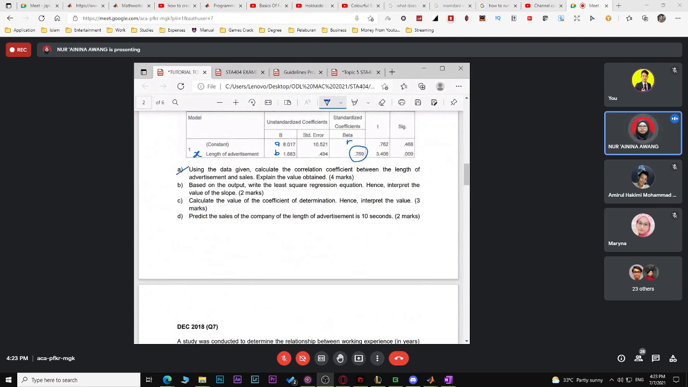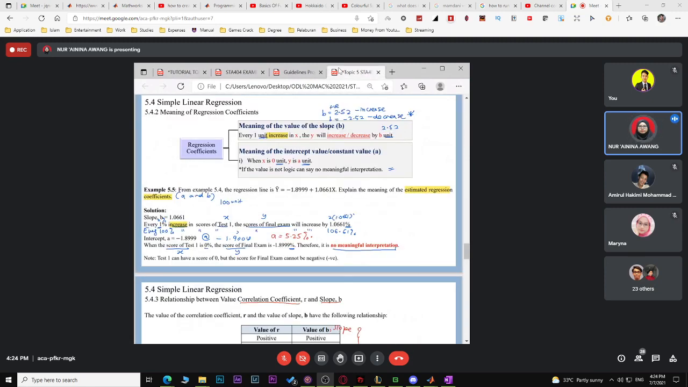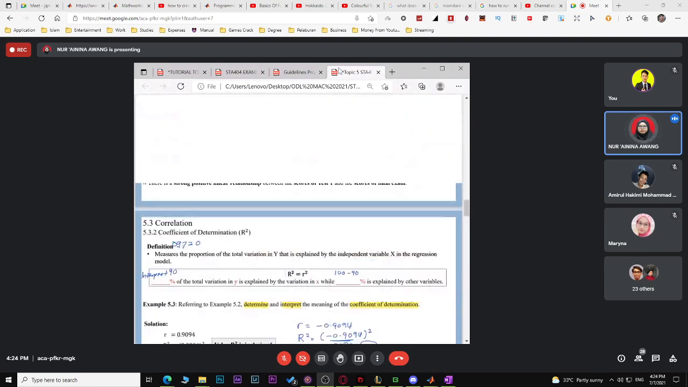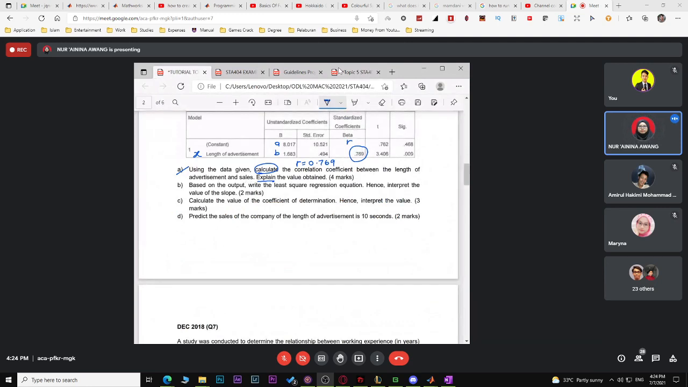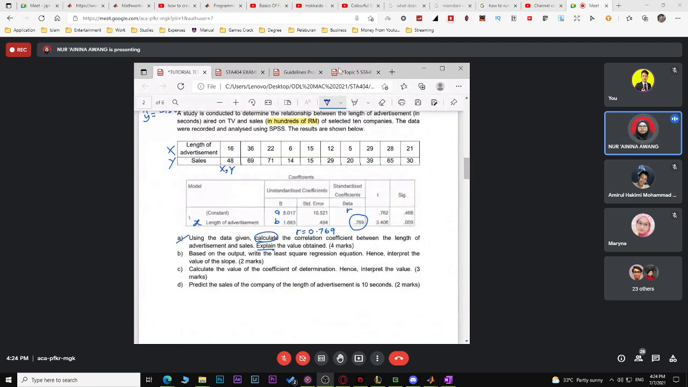Okay, so since the question asks you to calculate, if the question asks you to show, so kalau show make sure your R tu 0.769. Kalau dia tak suruh show, you can use 3 or 4 decimal places. Okay, and then since you know the value is this one, the question asks you to explain the value. Since the value is still, kalau you tengok based on the straight line, dia masih lagi duduk dekat dalam kawasan strong. So kita kata there is a strong positive linear relationship between length of advertisement and also the sales. Okay, so that is how to answer for question A.